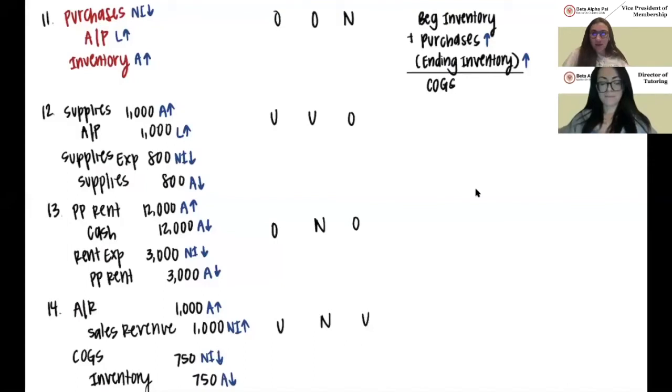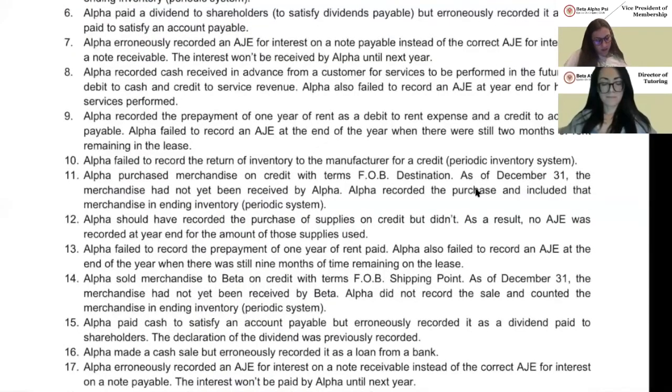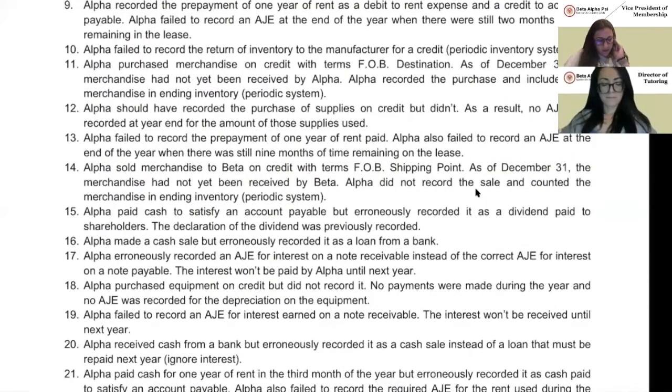All right, so now we're going to do 11 through 20 on the extra overs and unders. So let's start with number 11. Alpha purchased merchandise on credit with the terms FOB destination. As of December 31st, the merchandise had not been received by Alpha. Alpha recorded the purchase and included that merchandise in ending inventory.